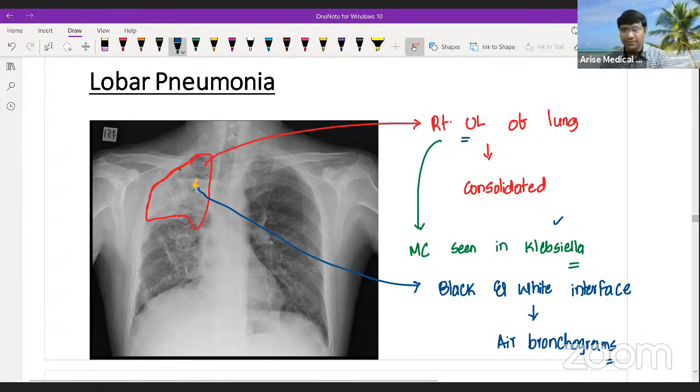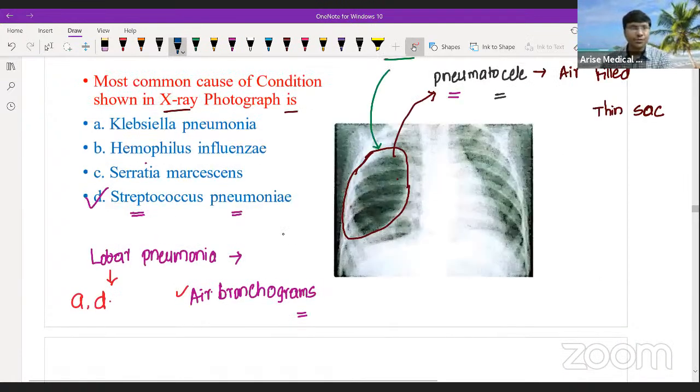Now, that is about the pneumatocele. Where do you come across that? You will see that in Streptococcus pneumonia, not in case of Klebsiella. And the chest X-ray which has been shown to you is not lobar consolidation. It is your pneumatocele. All right, next.